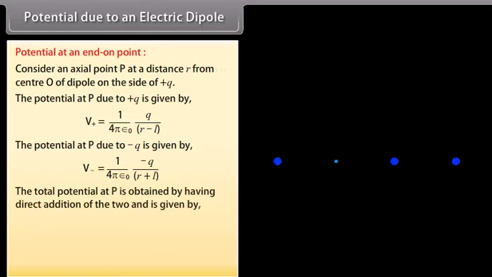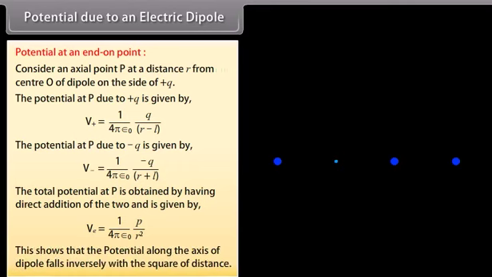The total potential at P is obtained by direct addition of the two and is given by V_E is equal to 1 upon 4 pi epsilon naught multiplied by p upon r square. This shows that the potential along the axis of dipole falls inversely with the square of distance.